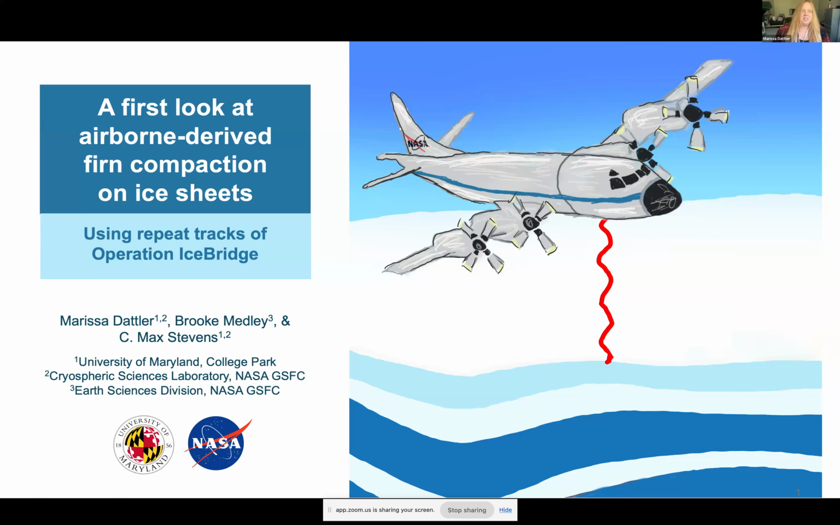Okay, all right, good. So today I'm going to be talking about a first look at airborne-derived firn compaction on ice sheets using repeat flight tracks from Operation Icebridge. And I work with Brooke Medley and Max Stevens at NASA Goddard, and I'm a PhD candidate.